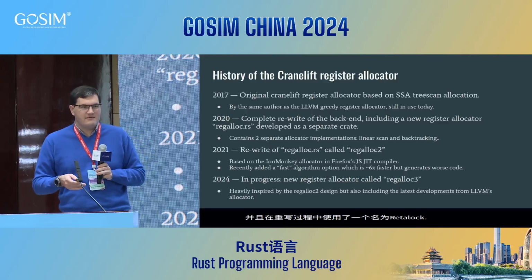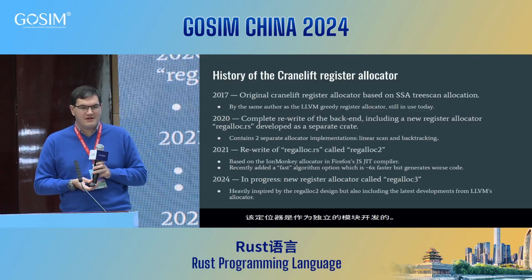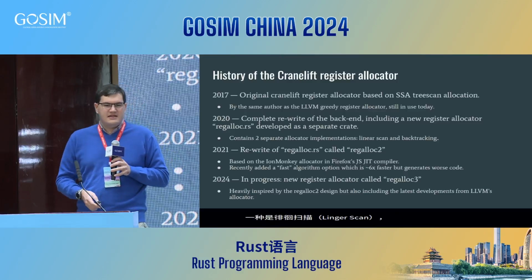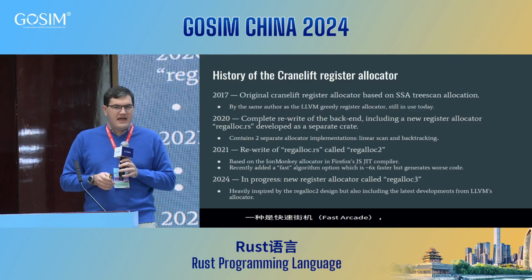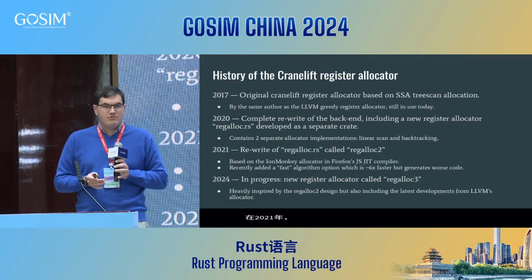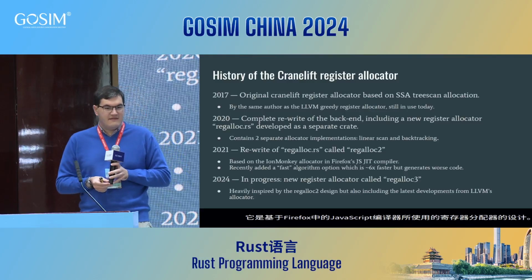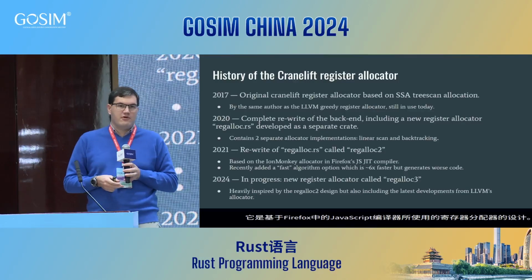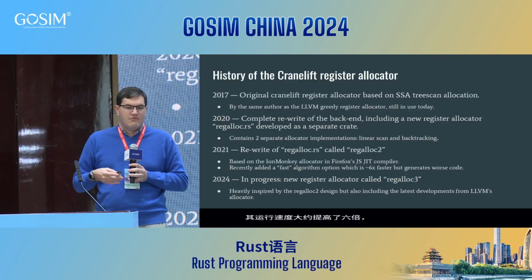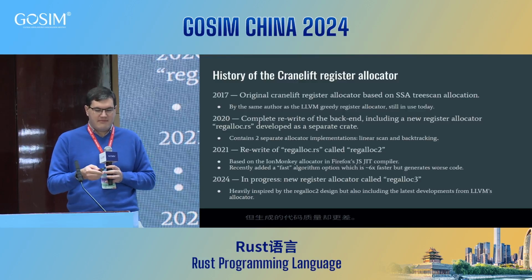In 2021, there was another rewrite of regalloc.rs called regalloc2, which was based on the design of the register allocator used by the JavaScript compiler in Firefox. And recently this year, a fast backend was added to regalloc2, which runs about 6 times faster, but generates worse code. Finally this year, I've been working for the past 9 months on a new register allocator called regalloc3, which is heavily inspired by regalloc2, but also by the latest developments in the LLVM allocator.